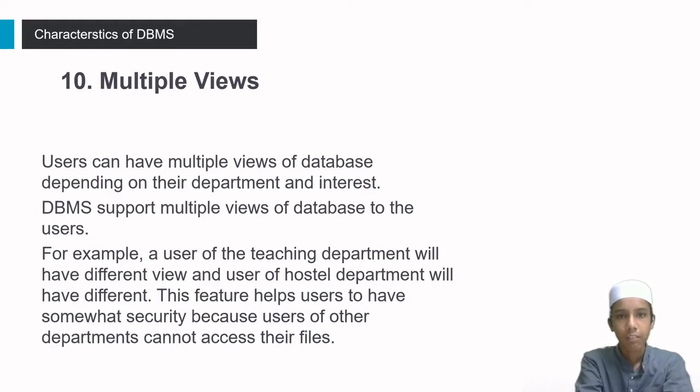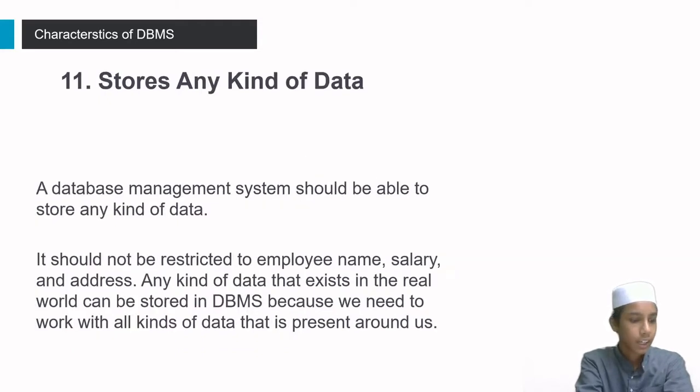And the 11th, so we have completed 10 characteristics of DBMS. This is the 11th characteristic of DBMS: stores any kind of data. A database management system should be able to store any kind of data. It should not be restricted to employee name, salary and address. Any kind of data that exists in the real world can be stored in the DBMS, because we need to work with all kinds of data that is present around us, right?